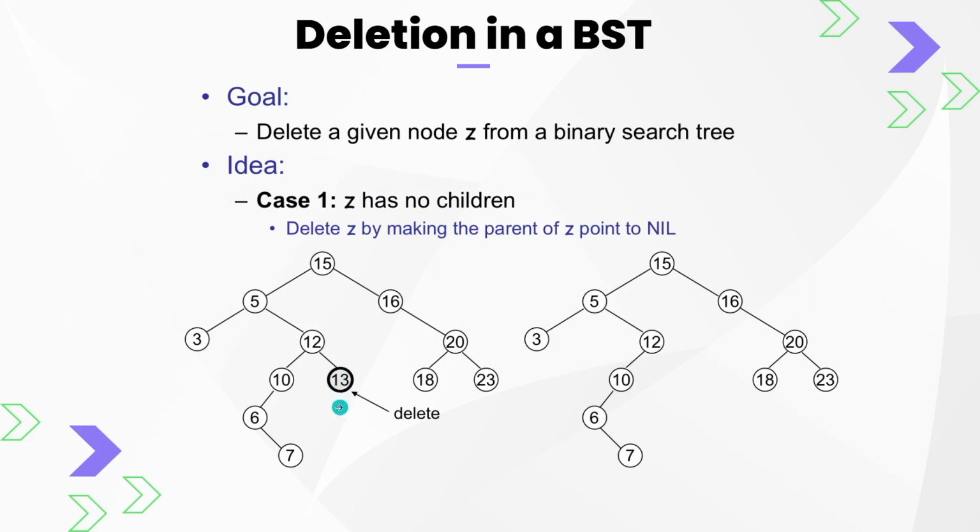So, in our example, we are going to delete 13. As you see, 13 is a node that has no children, and so we can very well free up the space allocated for this particular node 13, and the pointer to 12 has to be revised in such a way that its right child is null. That is the only thing we have to do if the node has no children.